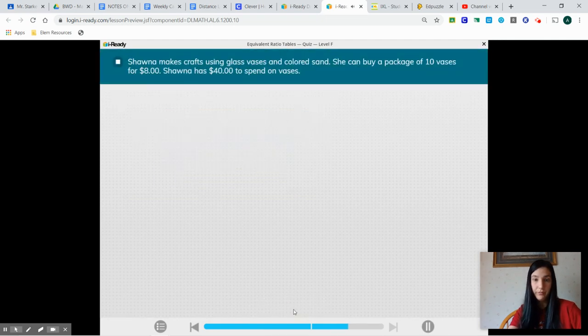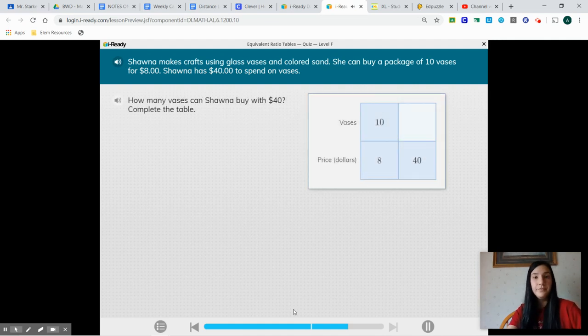Shauna makes crafts using glass vases and colored sand. She can buy a package of 10 vases for $8. Shauna has $40 to spend on vases. How many vases can Shauna buy with $40?